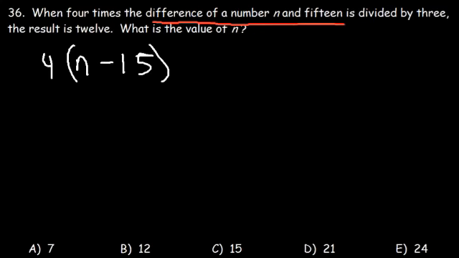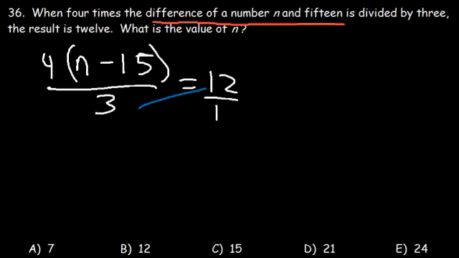And this is divided by 3. And when it's divided by 3, the result is 12. So the result means equal. So now our goal is to solve for n. We can write 12 as 12 over 1. And since we have two fractions separated by an equal sign, we can cross multiply. So 3 times 12 is 36. And 1 times 4 times n minus 15 is 4n minus 60 if you distribute the 4. 4 times negative 15 is negative 60.